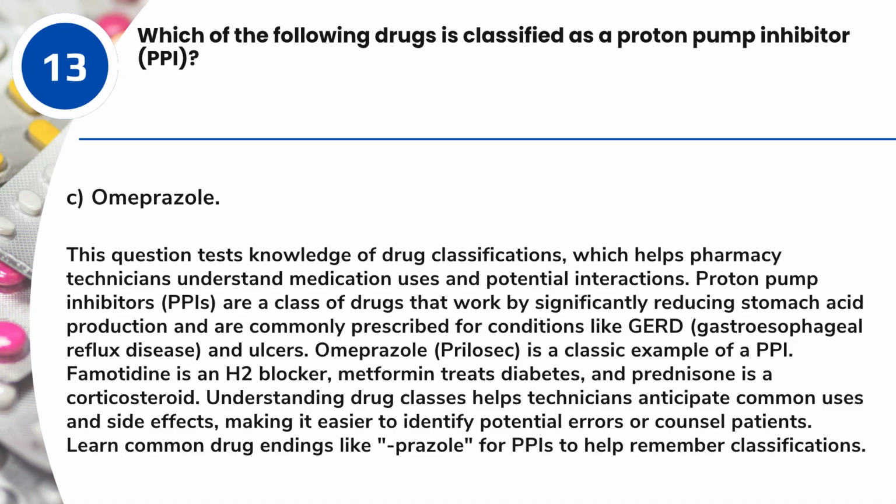Famotidine is an H2 blocker, metformin treats diabetes, and prednisone is a corticosteroid. Understanding drug classes helps technicians anticipate common uses and side effects, making it easier to identify potential errors or counsel patients. Learn common drug endings like prazole for PPIs to help remember classifications.